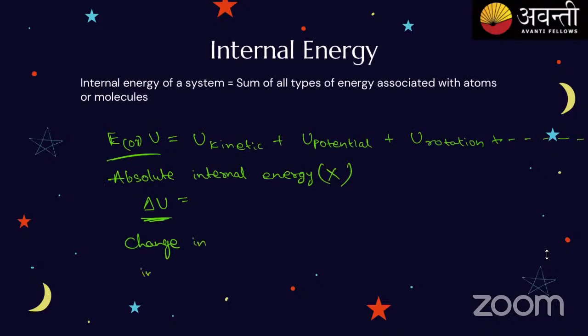Change in internal energy is nothing but U final, the final internal energy of the system, minus the initial internal energy of the system. We use this simple formula to calculate the change in internal energy of a particular system. We'll not be calculating the absolute internal energy of a system. Okay, don't forget this point.